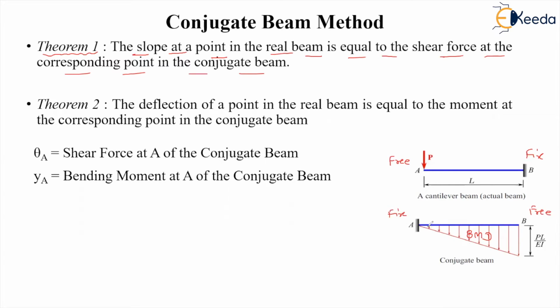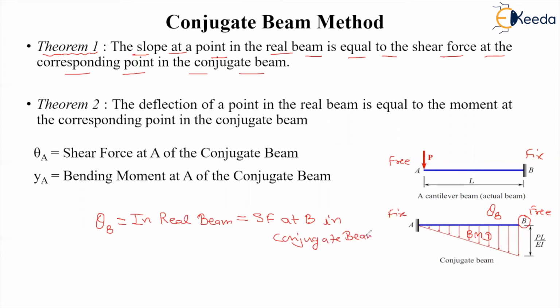Now in the conjugate beam, at any point, say if you want to find the slope at point B, theta B, then you have to find the shear force in the conjugate beam, right? So the slope at point B, theta B in the real beam, will be equal to the shear force at B in the conjugate beam, right? So this is the theorem.